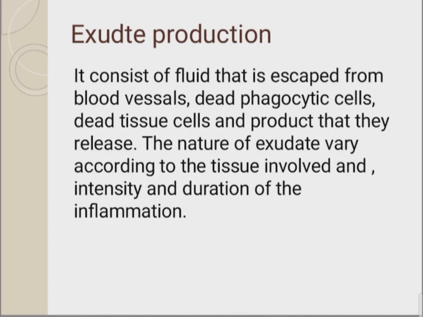Exudate production. It is the second phase of inflammation. The first one was vascular and cellular response, the second one is exudate production, and the third one is reparative phase. Exudate consists of fluid that has escaped from the blood vessels, dead phagocytic cells, dead tissue cells, and products that they release. The nature of exudate varies according to the tissue involved and the intensity and duration of the inflammation.